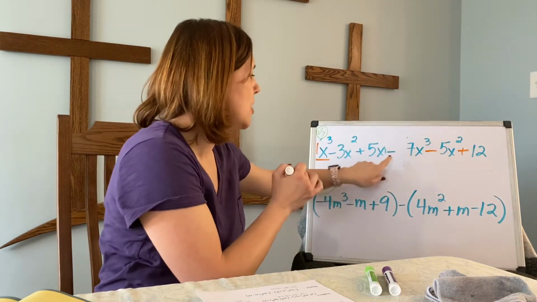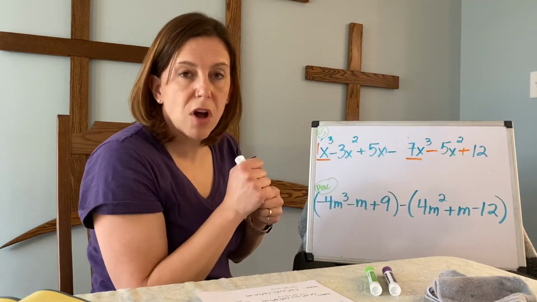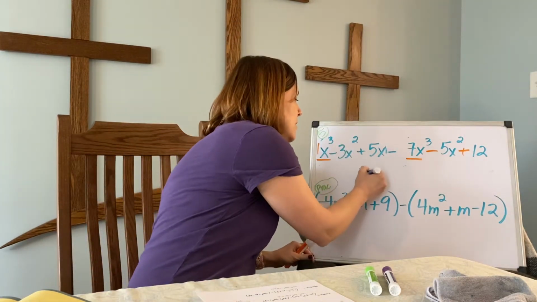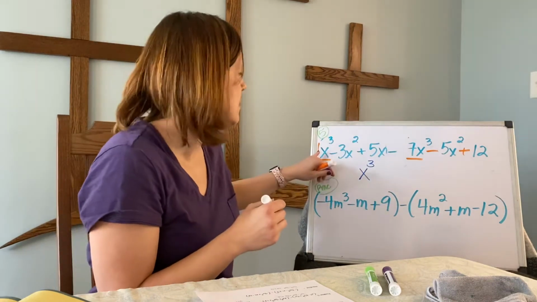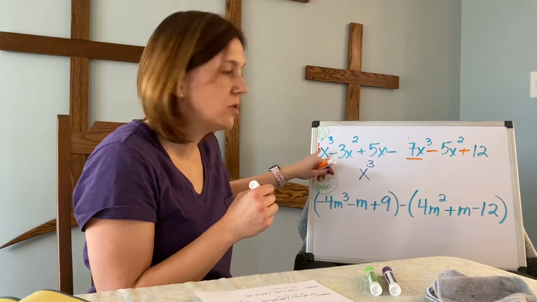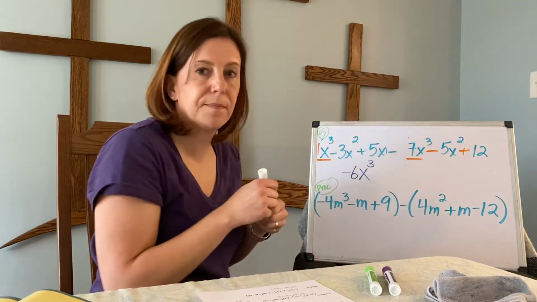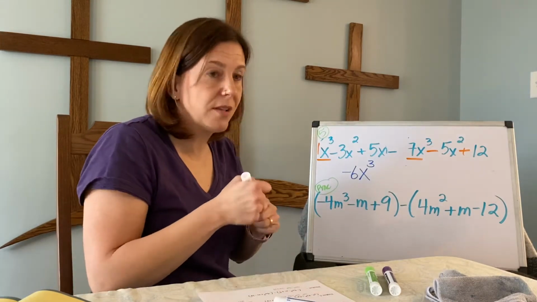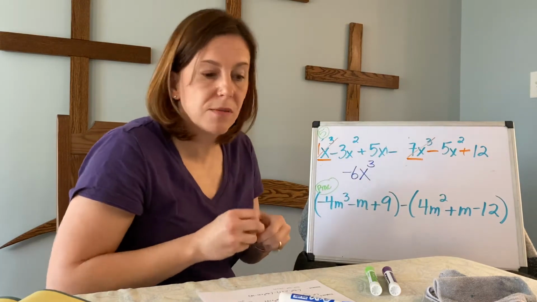Then I see over here I'm subtracting 7x cubed. So those are common terms. My x cubed is not going to change, just the number in front. And if I do the math with my coefficients, 1 minus 7 gives me negative 6. Negative 6x cubed. What I want you to get in the habit of doing is crossing them out. Done. I already dealt with my x cubes.